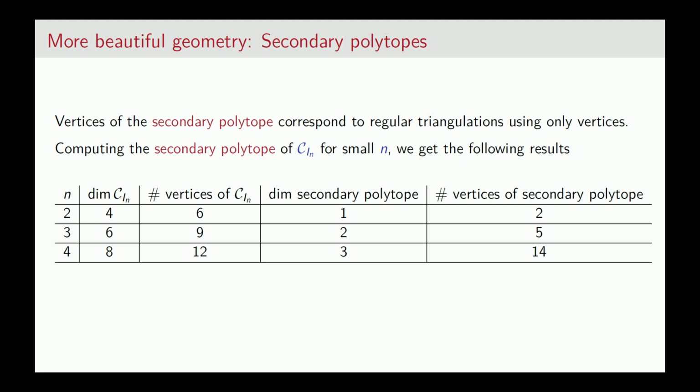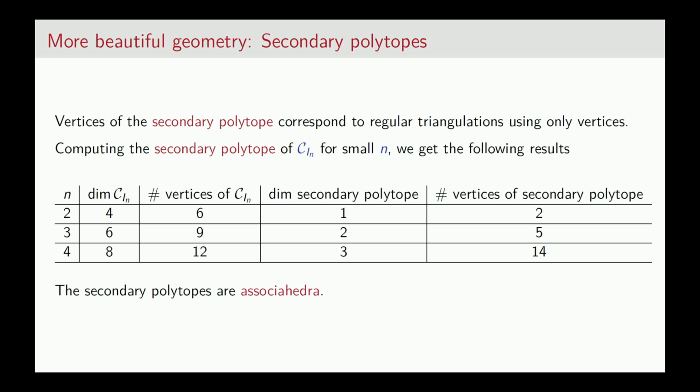Now here, if I have 3 edges, the polytope already has dimension 6. I have 9 vertices, so 3 times the number of edges. The dimension of the secondary polytope is already 2. So it's 2-dimensional, and I have 5 vertices. Next case, if I have 4 edges, I'm in dimension 8, I have 12 vertices, the dimension is 12 minus 8 minus 1, so 3. It has 14 vertices. And you might recognize the numbers. And indeed, we see a tetrahedron here.